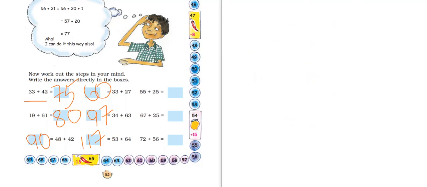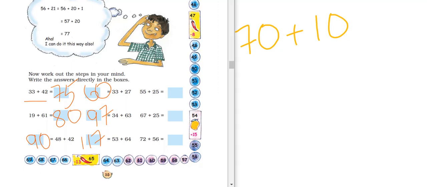The next one, 55 plus 25. Let's add up the tens first. 5 tens in the first number and 2 tens in the second number. So it's a total of 7 tens, 70. And then let's add up the ones. 5 ones in the first number and again 5 ones in the second number. So you have 10 ones, which is basically 1 ten and 0 ones. So 70 plus 10, a total of 8 tens, you have 80.